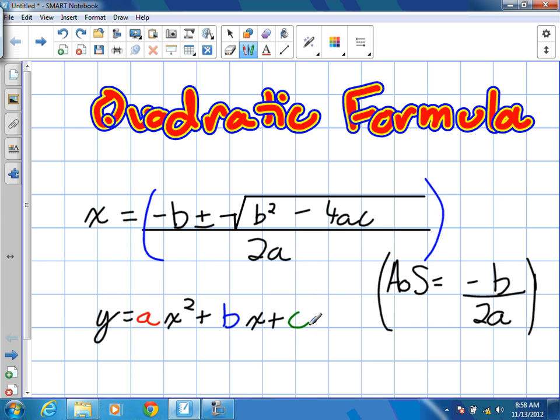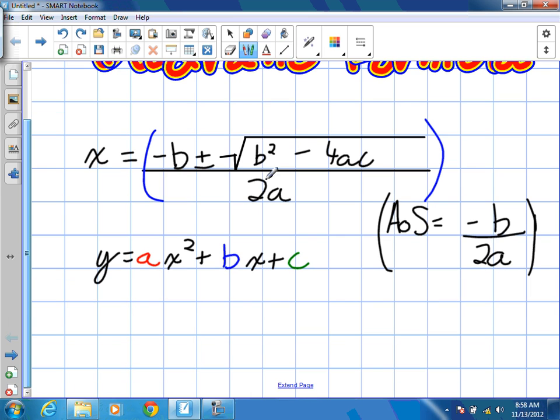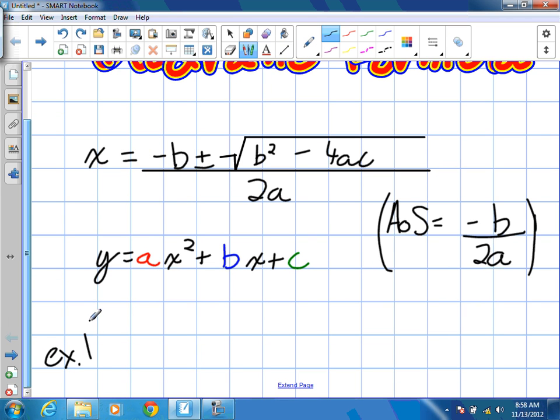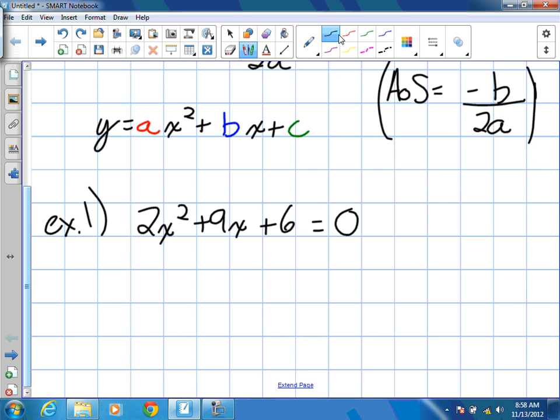Now, the quadratic formula will work for any example, so we're going to put one up here. Example 1. 2x squared plus 9x plus 6. Okay. Is equal to 0. So we're trying to find our x-intercepts. The very first step is what is usually easiest, because we've been doing this for a very long time, is you might want to try to factor this.